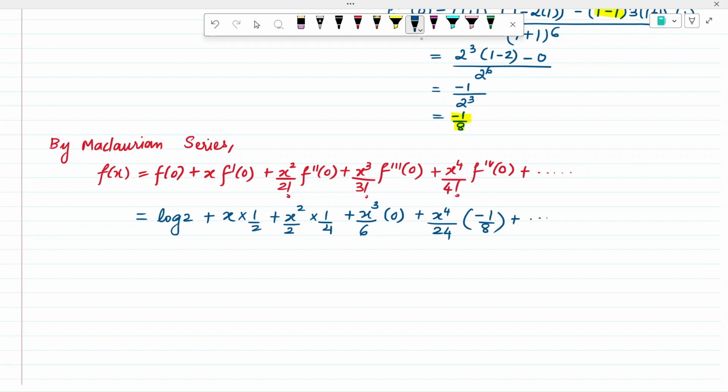So when I simplify, I'll get log 2 plus x by 2 plus x square by 8, we won't write the 0 term, negative x raised to 4 divided by 24 into 8. So that's going to be 192. And this goes on. The question asked you expansion up to x raised to 4. So this is your valid answer. And this was the expansion of log of 1 plus e raised to x.